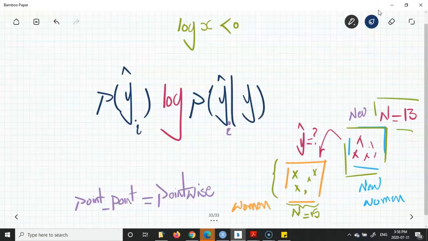For example, P is going to be the probability for the height of that woman. However, we are also conditioning on the data sets we already know, on these old woman data sets which we had. Because we are doing point-wise estimation, when we multiply them together for one point, now we have 13 points in the new data sets.